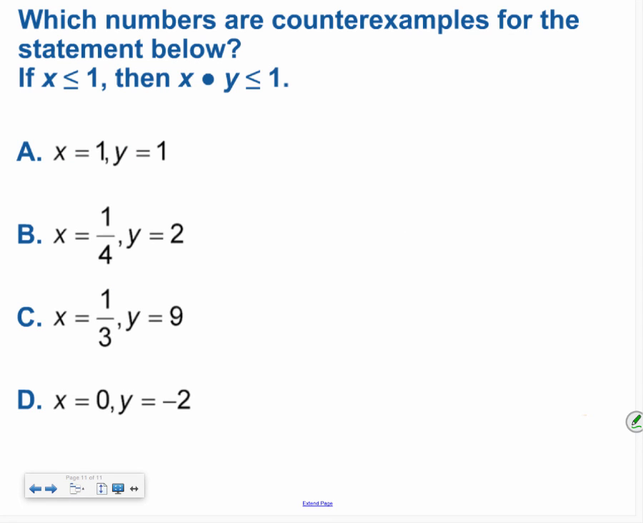Your turn to try to find a counterexample for this statement. If x is less than or equal to 1, then x times y is less than or equal to 1. Show me which one is a counterexample. Hopefully you said or discovered that x equals 1/3, y equals 9.